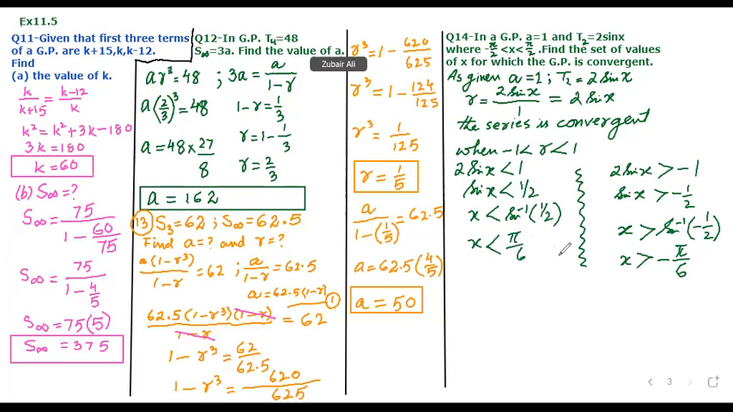So combining these two ranges, the range of x is between minus pi by 6 and plus pi by 6. So if we read it this way, x is greater than minus pi by 6 and less than pi by 6. So this is the answer.